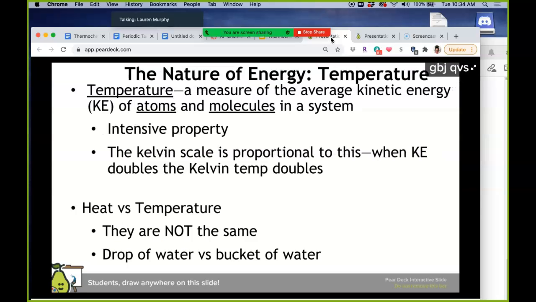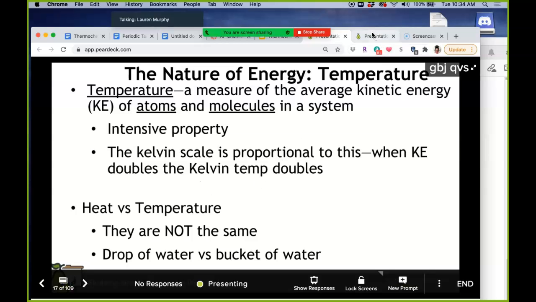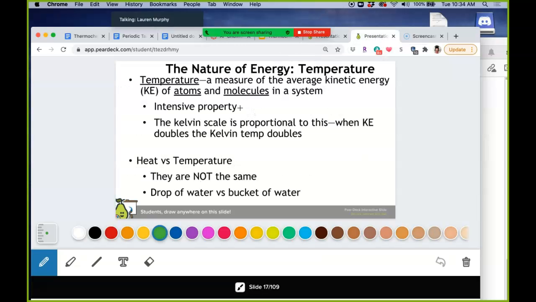So let's discuss the whole concept between temperature and heat, because they are not the same thing. Temperature is an intensive property, meaning the amount of stuff you have is irrelevant.